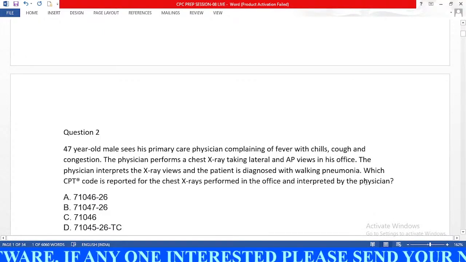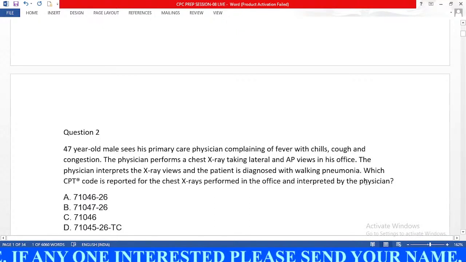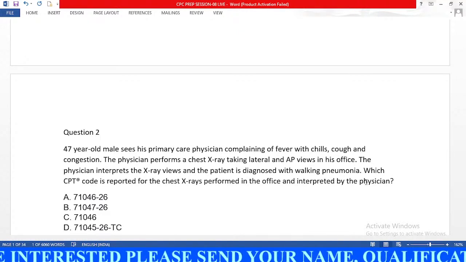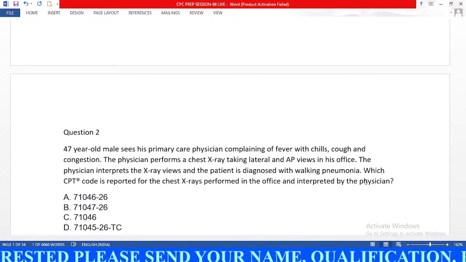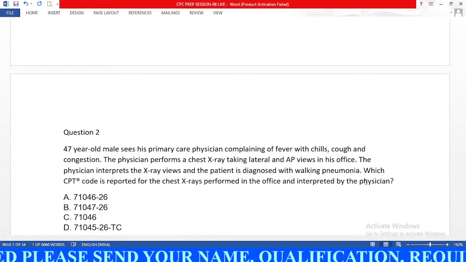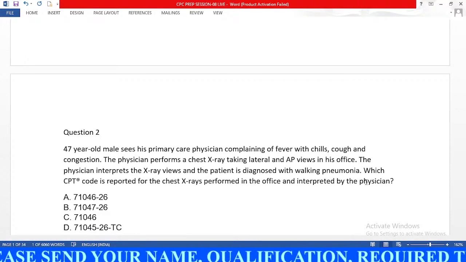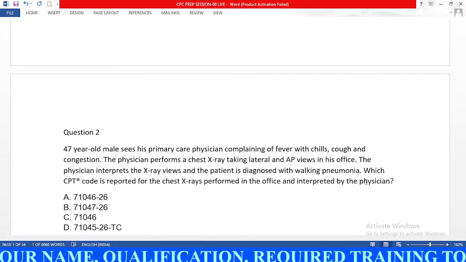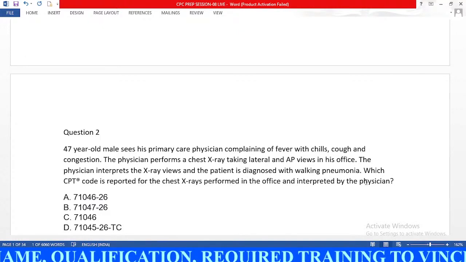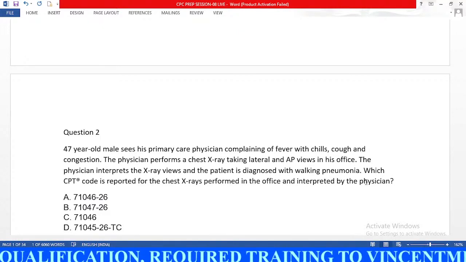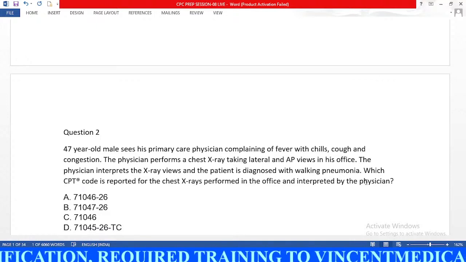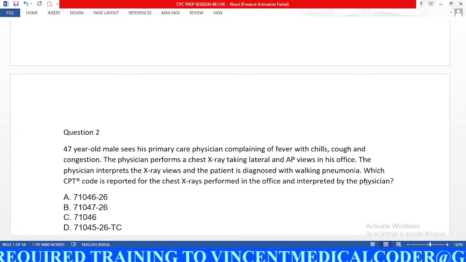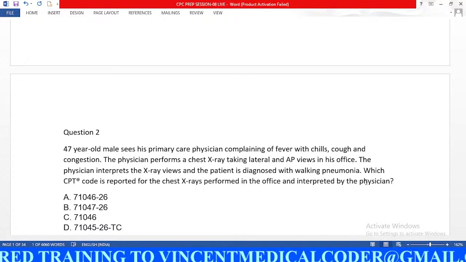This question is very useful while doing the CPC exam. These are the most common questions in the CPC exam. Yeah, Deepthi, waiting for your answer. Great, Deepthi.